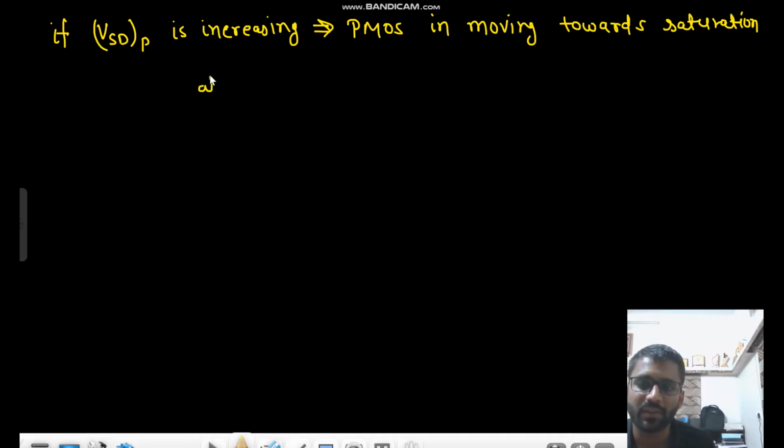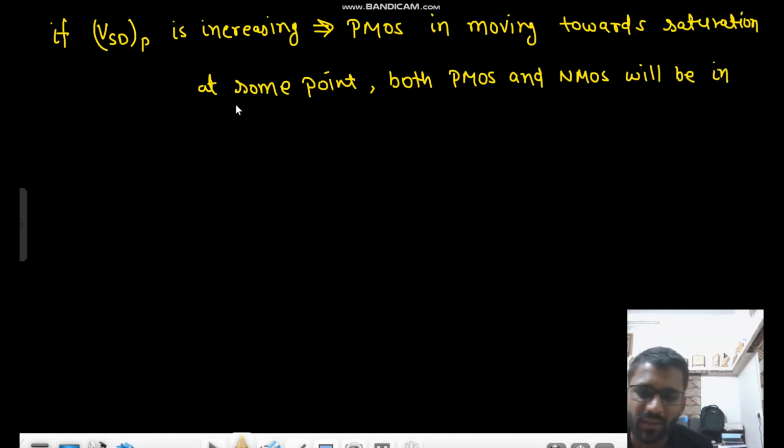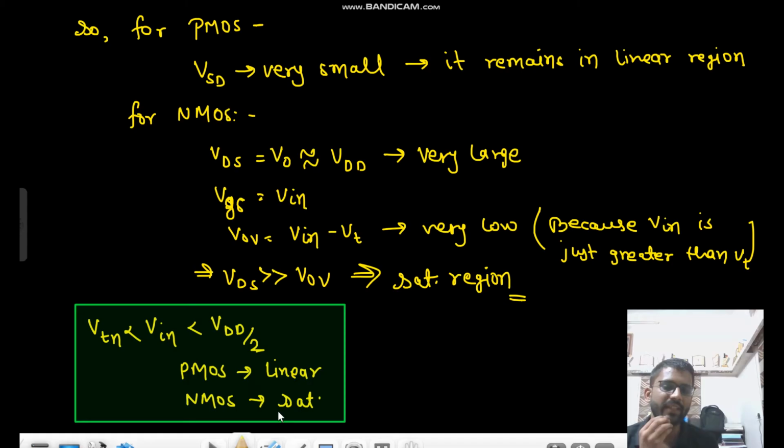At some point, both PMOS and NMOS will be in saturation region. Look, this NMOS is already in saturation region. So if we are increasing Vin, the current in NMOS is increasing, but the current in PMOS has to increase as well.